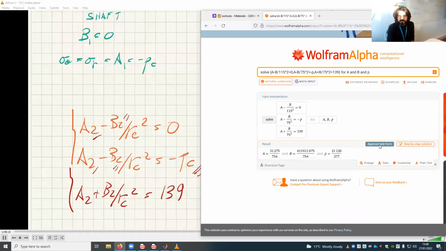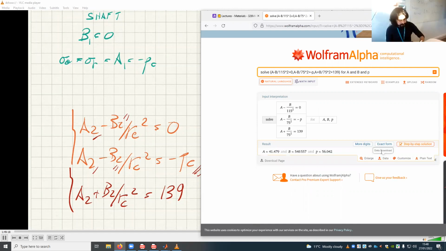So in approximate form, solving this one gives A2 equals 41.47, B2 equals 557, and PC equals 56 megapascals, 0.042, whatever.